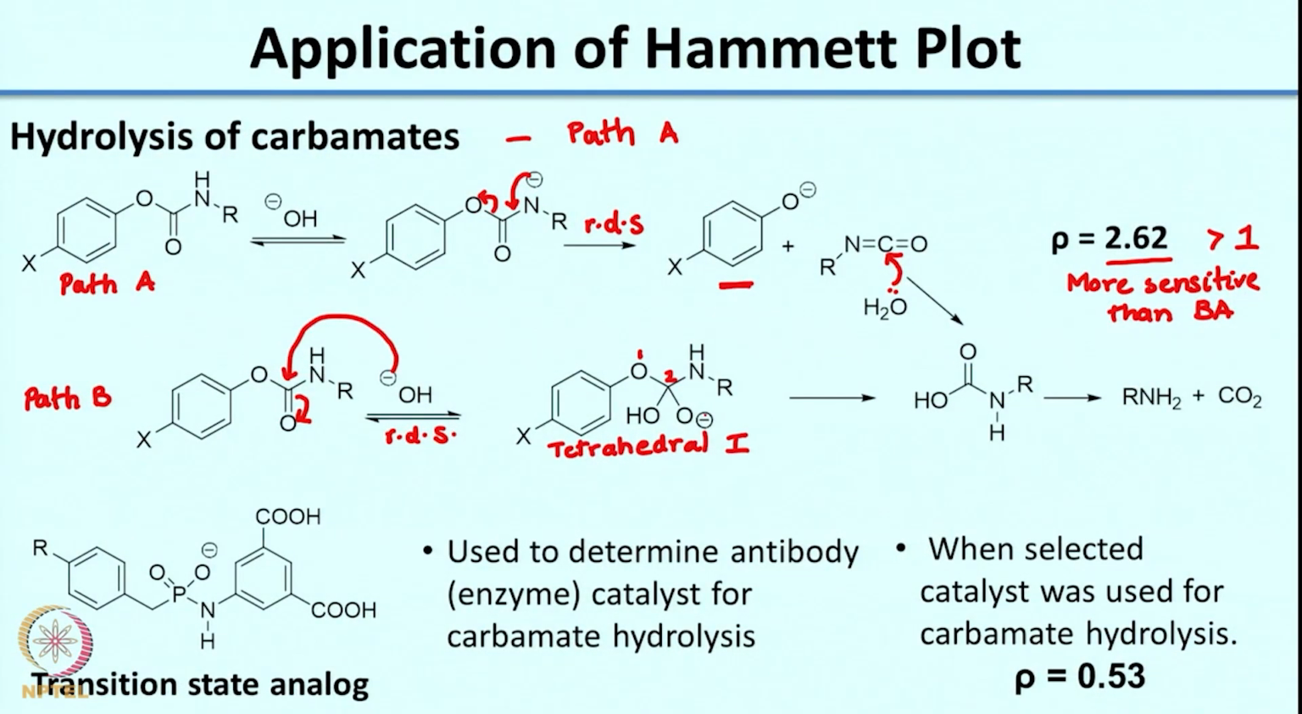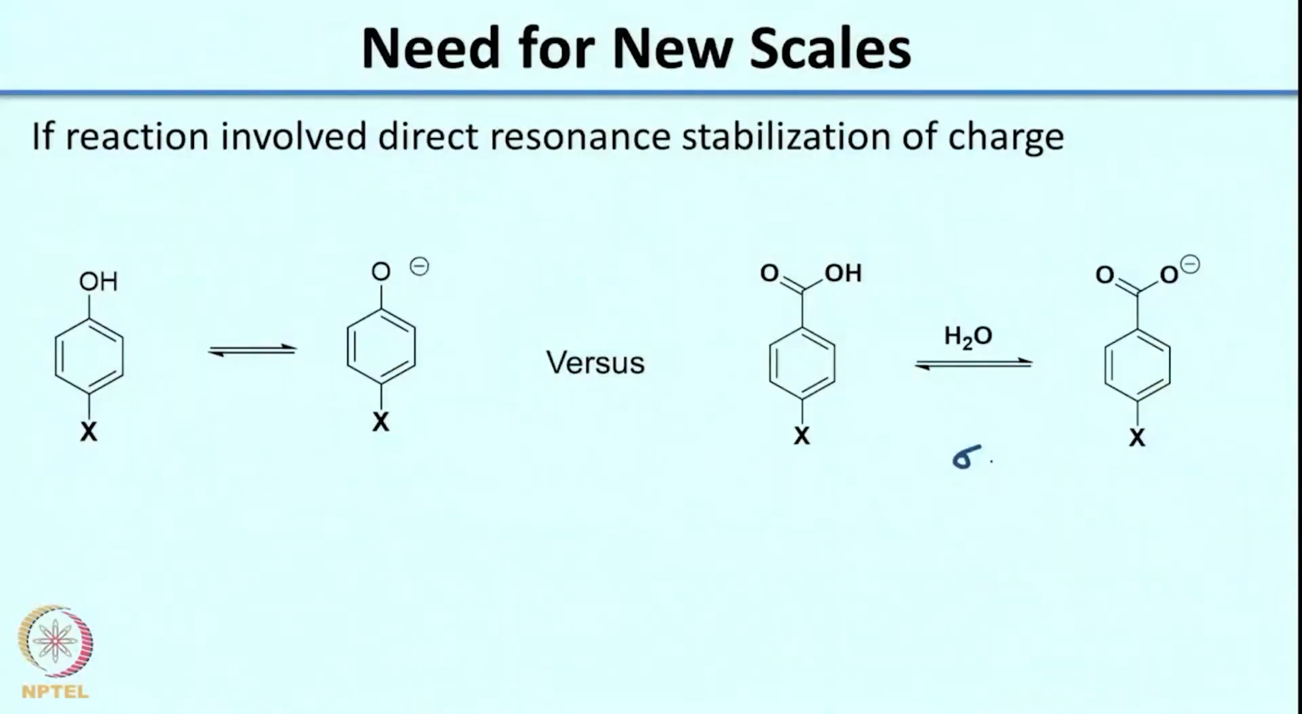So, this is a very beautiful illustration of how a catalyst was actually designed such that the pathway switches from the uncatalyzed reaction. In this case uncatalyzed reaction went by pathway A, whereas the catalyzed reaction went by pathway B. Now, what was observed when these correlations were being made was that if you compare a reaction, for example, this is your standard reaction for getting the sigma scale.